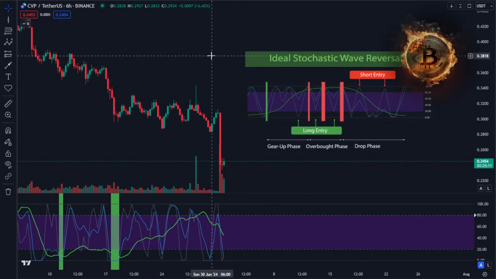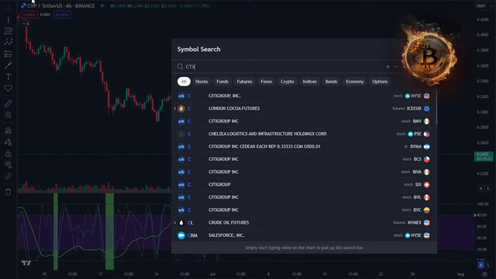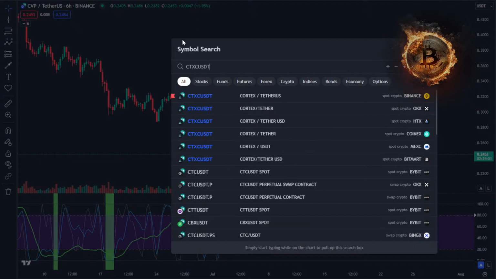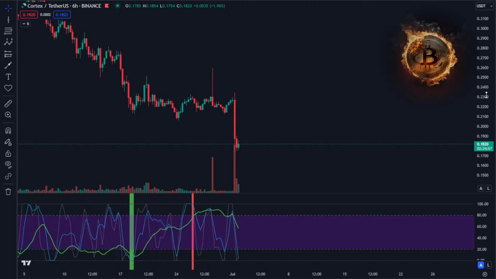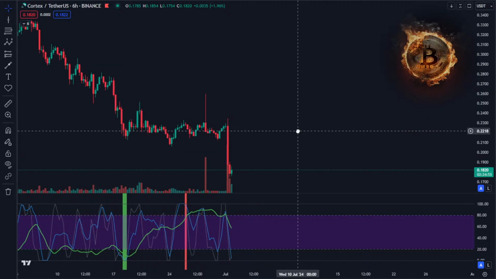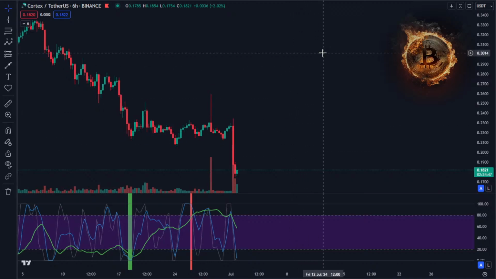Okay, the alert is set in the right way. Now moving on to the next one, which is CTXC. What we're going to see here is the same. I'm not sure if these are coins that are going to get delisted, but it's worth looking into because they're actually looking very similar to each other.